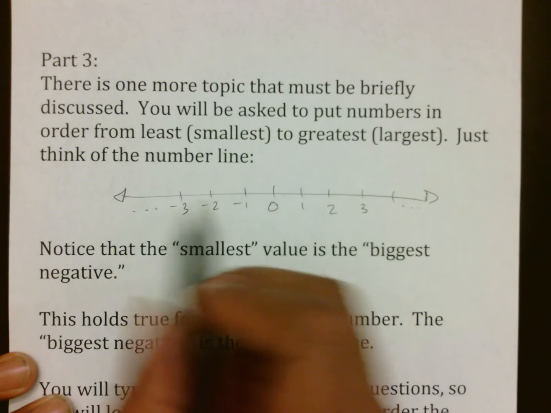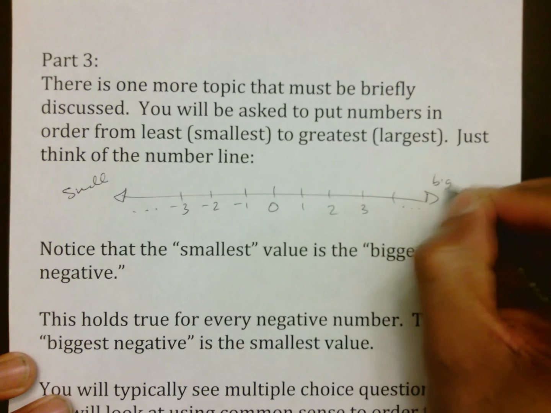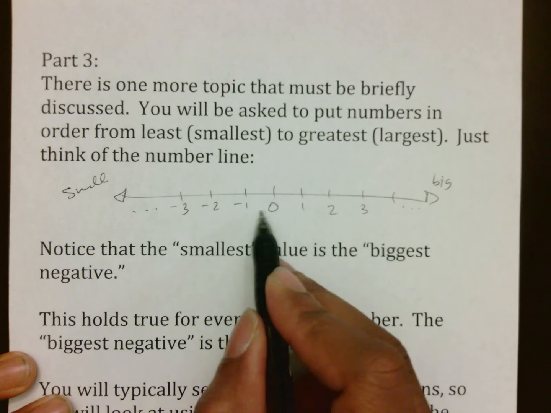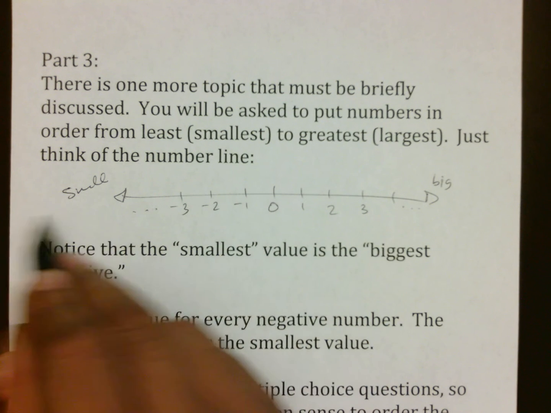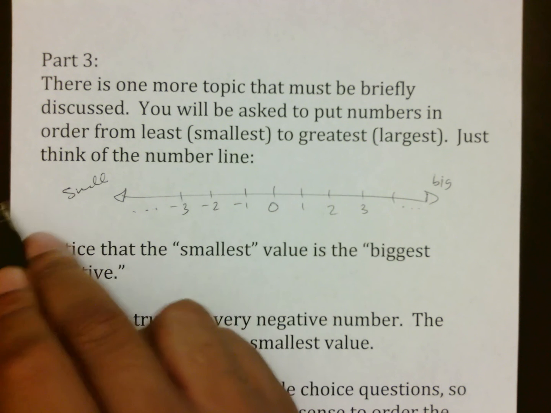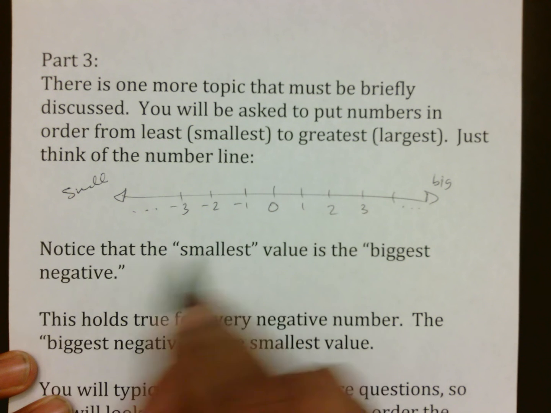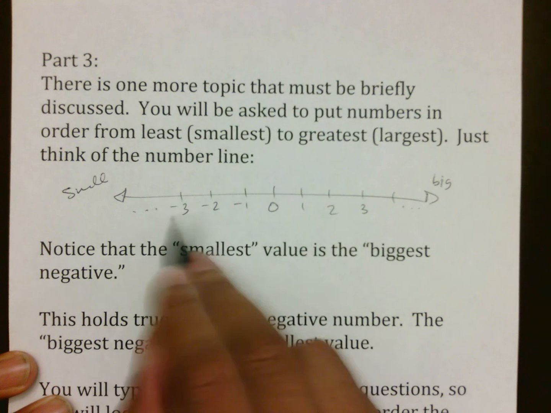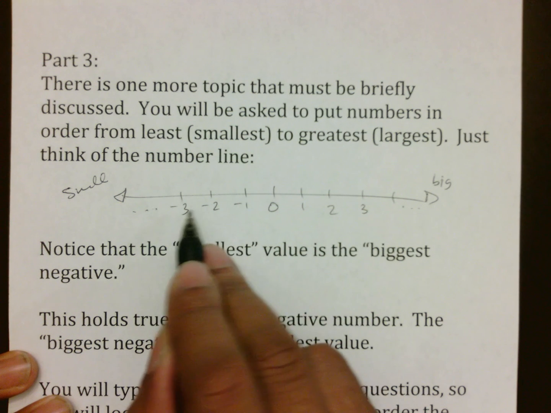But if you notice something, if this represents the smallest and this represents the biggest number, notice that your smallest number is going to be not negative 1, but negative 2, 3, 4, 5, 6, 7. It could be negative 100, negative a million, negative infinity is going to be the smallest. So again, notice that the smallest value is the biggest negative. Based off of this rule, negative 3 is smaller than negative 2, because it's a bigger negative.